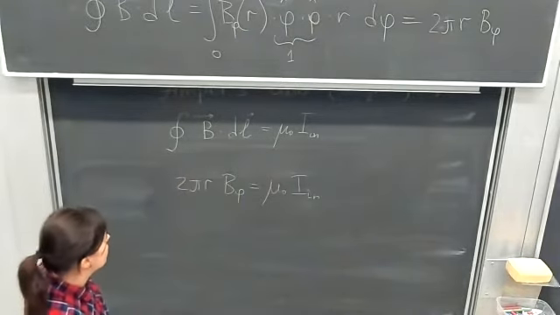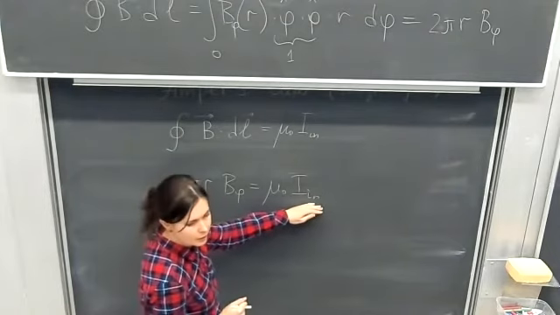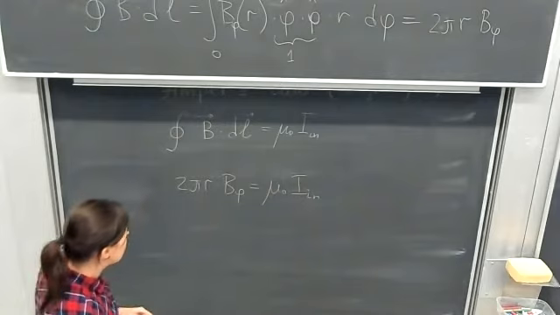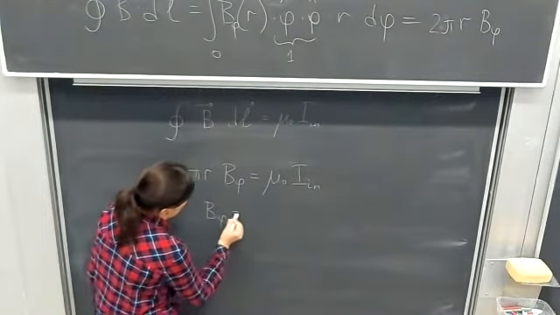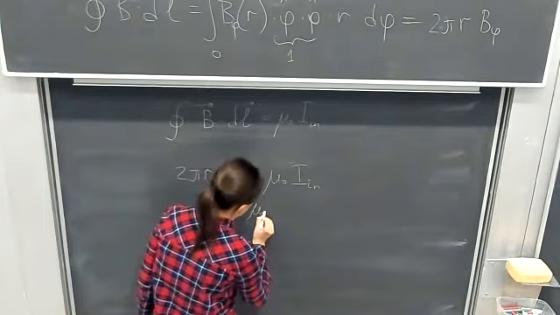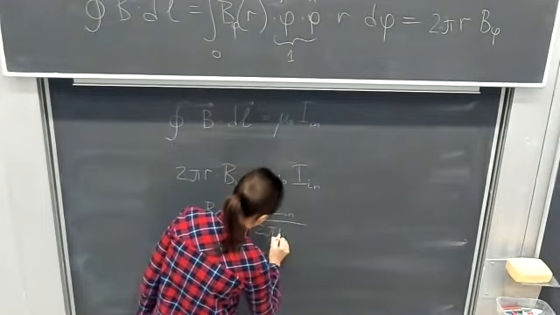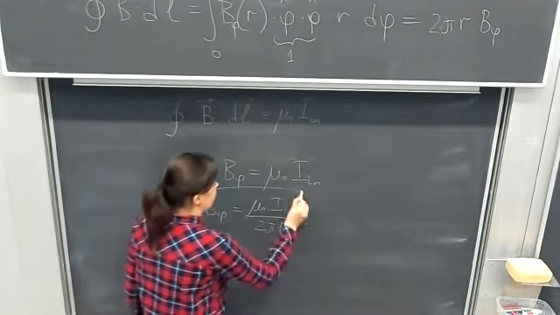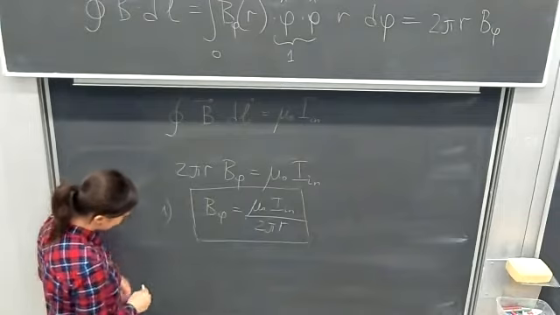Going back to Ampere's law, we found the left side. It's important that the current is enclosed by the induction path. So then we can write the result, and that's the solution of the first question.